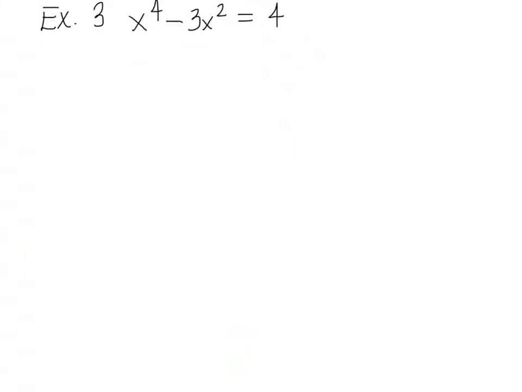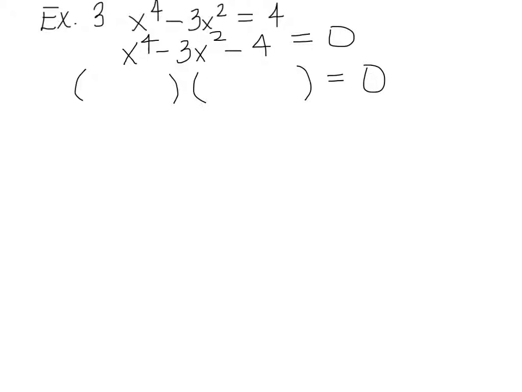Okay, here's another example. I'm going to subtract the 4 over first. You always want to make sure your equation equals 0. And then I'm going to factor it, just like I would do if it was a quadratic, except I'm going to have an x squared and an x squared. And I need two numbers that multiply to give you negative 4, but add to give you negative 3. So that would have to be negative 4 and positive 1. And then from here, this can go further.